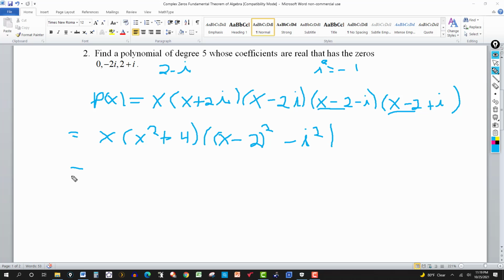And then what do we have here? So this is going to be, let's multiply here by the x. So this x times this is going to give us x to the third. And then x times 4x, or x times 4 rather, is plus 4x.